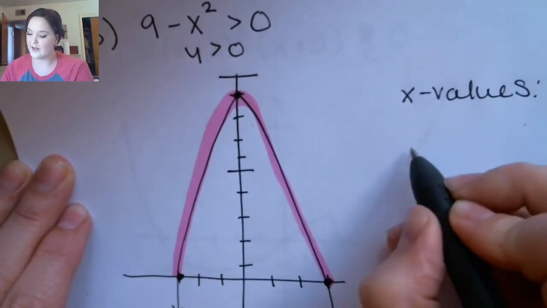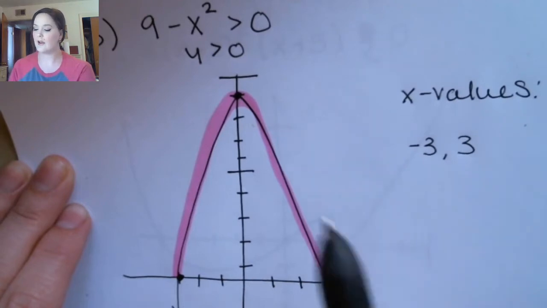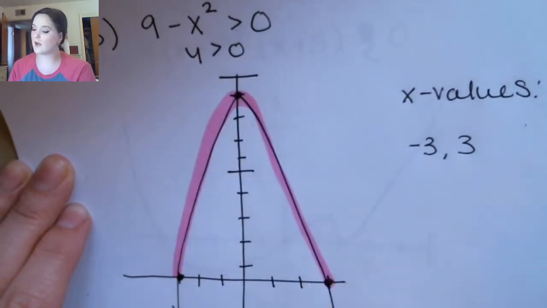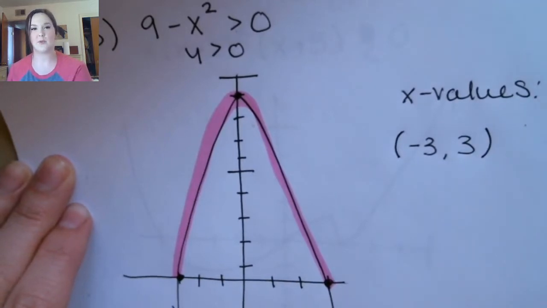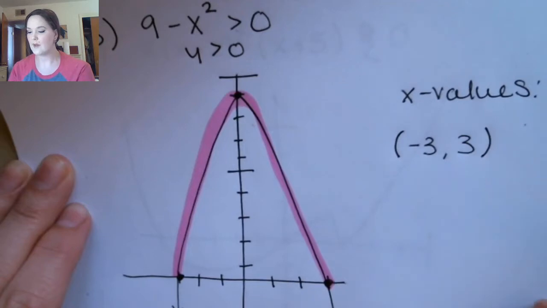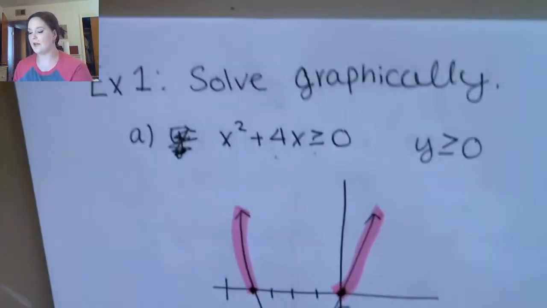So this is -3 up to +3. And because this is strictly greater than, we don't want to include the x-intercepts, and we'll show that by using parentheses. All right, let's look at some examples where the graphs are more complicated.